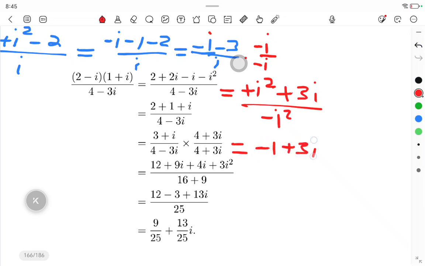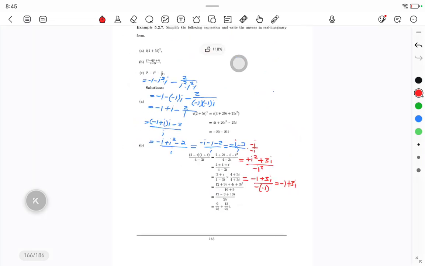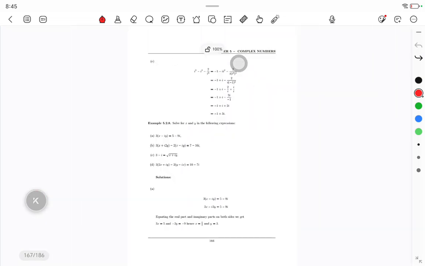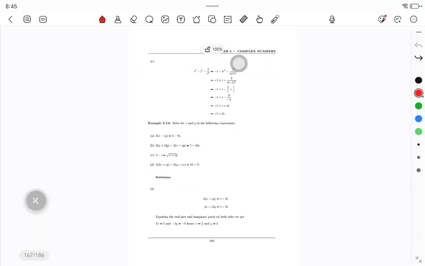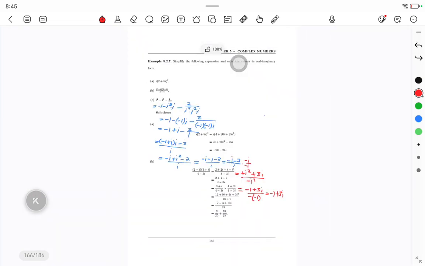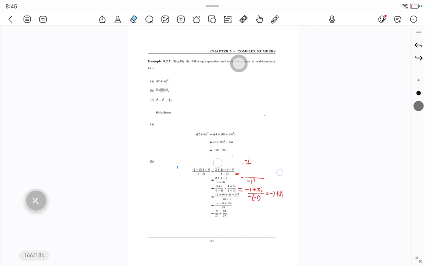I'm sure we see this, right? Now, we have seen that the answer is the same. So let's look at the next possible example that we can be presented with. Now they say solve for x and y in the following expression. So your aim, guys, the way for you to solve this, is to express the left hand side in the form of a plus bi, and also express the right hand side in the form of x plus yi.